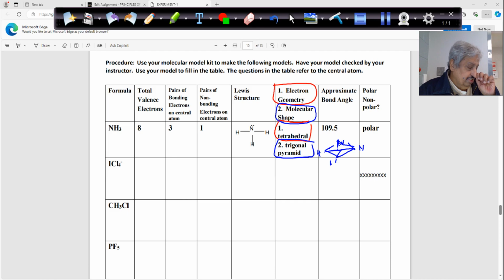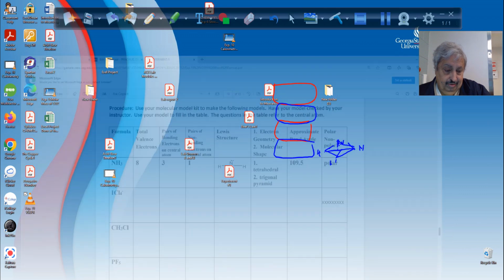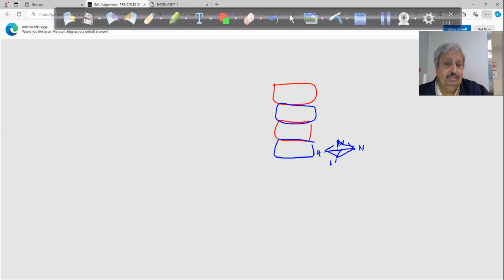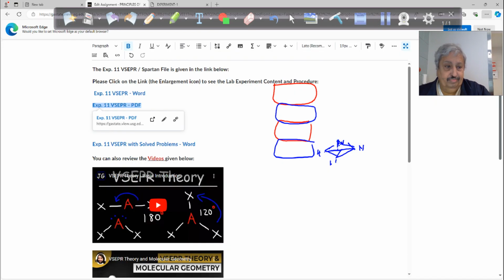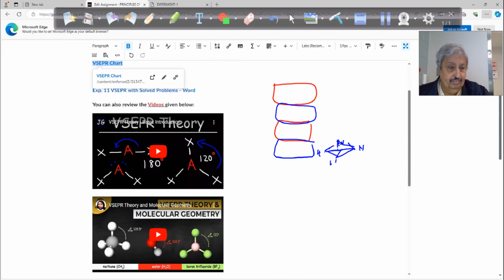Now we are not interested in the electron geometry, but if you are asked, you have to consider it. You have 4 zones. That's tetrahedral, correct? And I put for you inside iCollege the VSEPR chart.